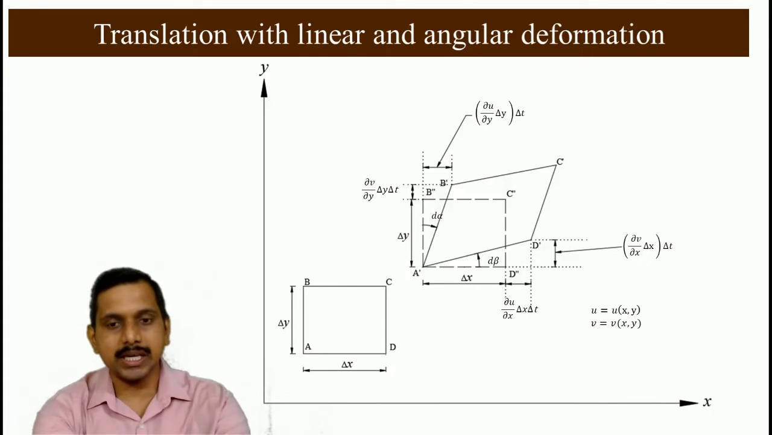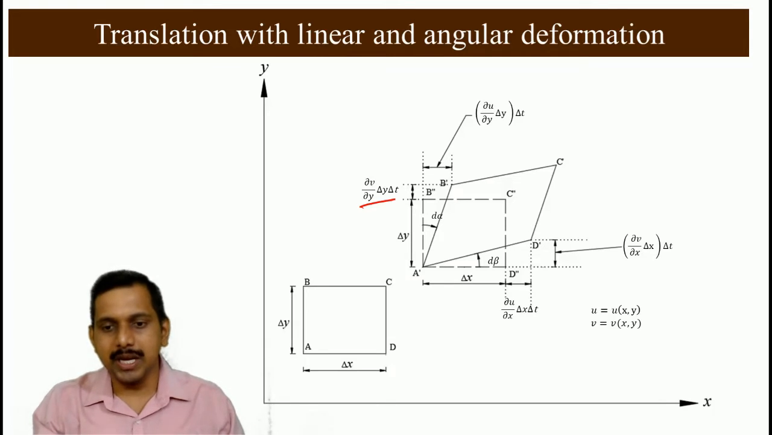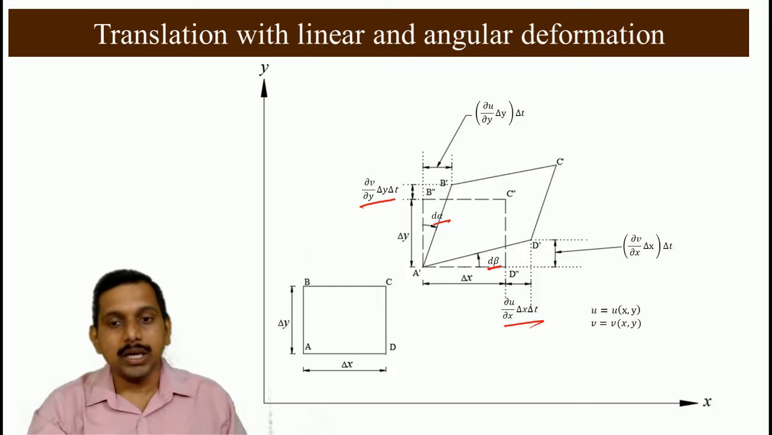Now in this case, if we consider linear deformation, these are the linear deformation: this particular expression and this expression. These form the part of linear deformation. And angular deformation is because of this angle d alpha and this angle d beta. So this d alpha and d beta form the angular deformation. Now this angular deformation d alpha can be taken as dou u by dou y.